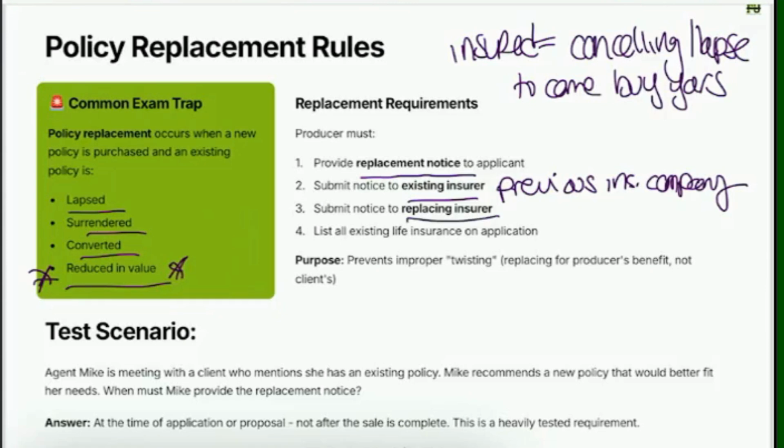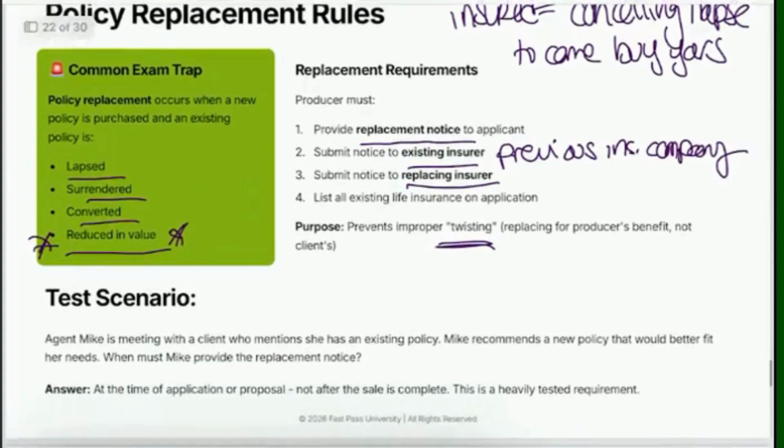And they must submit a notice to the replacing insurer and list all existing life insurances on the application. This prevents improper twisting, which we do have a general insurance regulation video, which we talk about all of the unfair trade practices. And twisting is when you're twisting a policy, twisting the terms, twisting your language to try to get them to come buy your policy when it is not, in fact, putting them in a better scenario. You can replace policies. People cancel policies and buy new policies all the time, right? That's how we stay in business. But it has to be within their best interest.